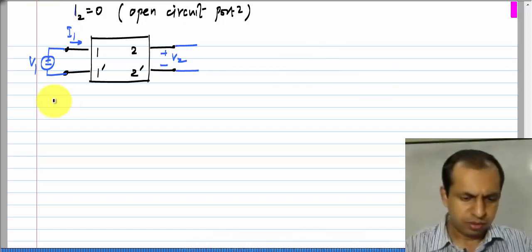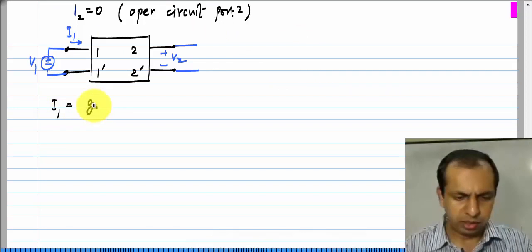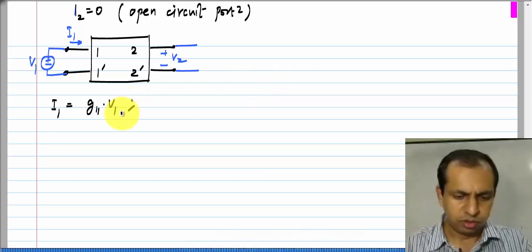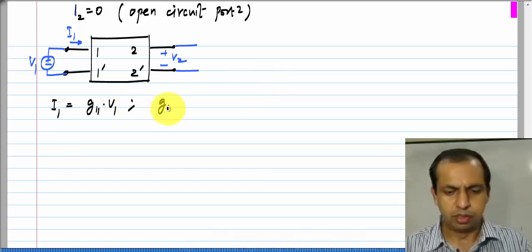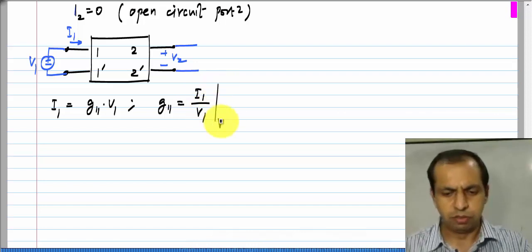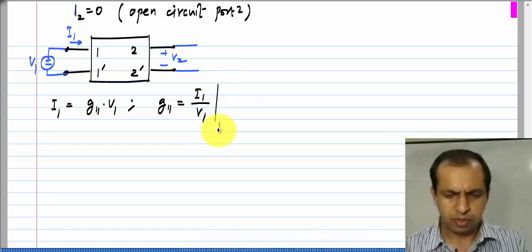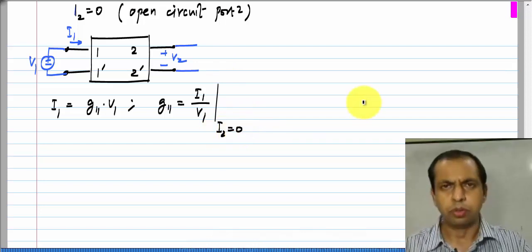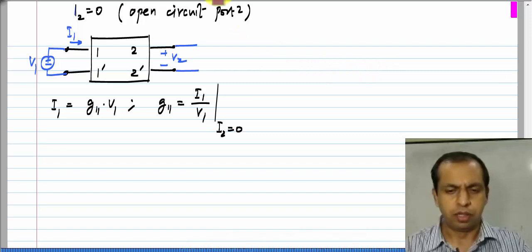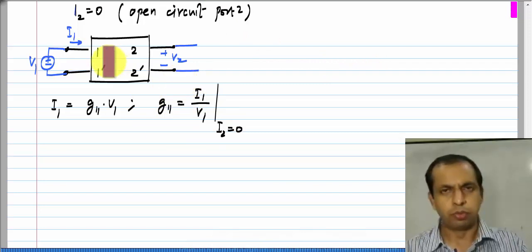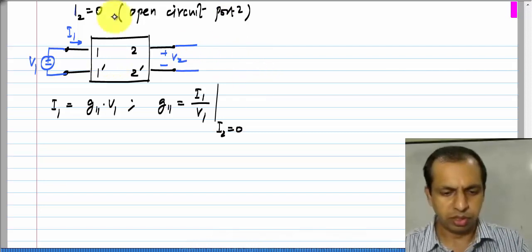So, I 1 will turn out to be G 1 1 times V 1. The contribution from I 2 is 0, because I 2 itself is 0. So, this tells you that G 1 1 is I 1 by V 1 with port 2 open circuited. And you can see that G 1 1 is nothing but the conductance looking into port 1 with port 2 open circuited.